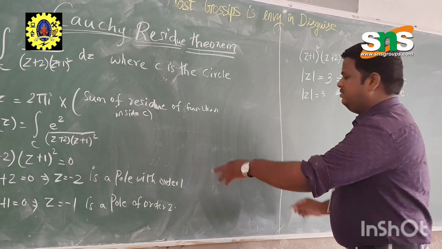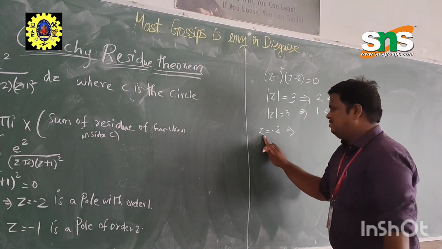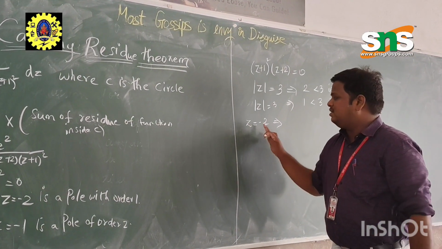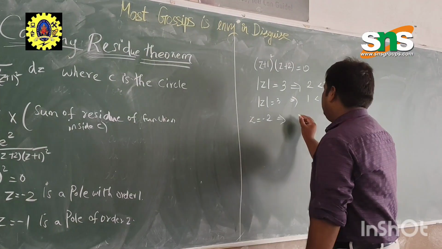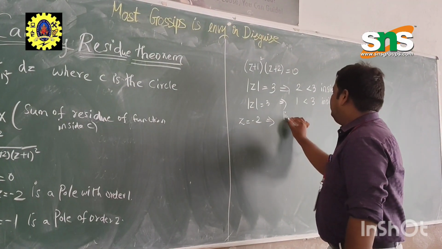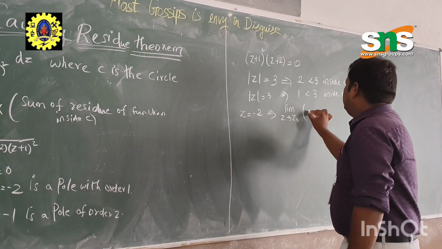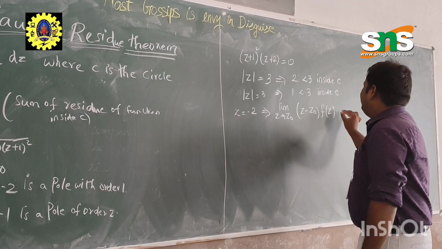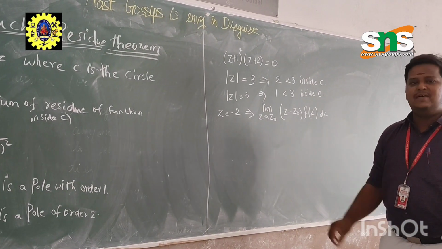Next we have to find the residue for these two poles. First take the pole z is equal to minus 2, which is a pole of order 1. The formula for the residue of order 1 is limit z tends to z naught of (z minus z naught) into f of z.